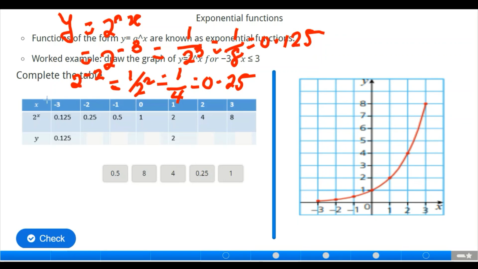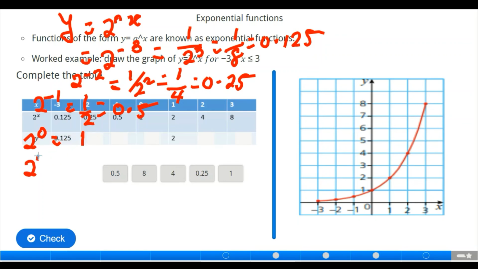Okay, the next one is the value when x is minus 1. So we have the inverse of 2 to the 1, which is 1 over 2. 1 divided by 2 will give us what? We have 0.5. The next value is when we have our x value to be 0. So we have 2 raised to power 0. And 2 raised to power 0 under indices is what? It gives us 1. So we have it to be 1.